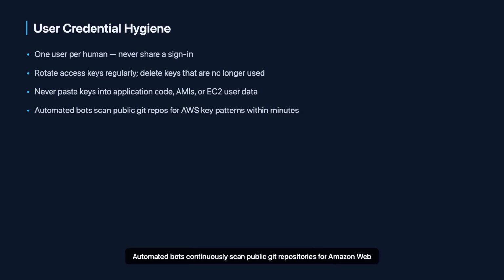Automated bots continuously scan public Git repositories for Amazon Web Services key patterns, and practitioners report keys being weaponized by crypto miners within minutes of being committed.